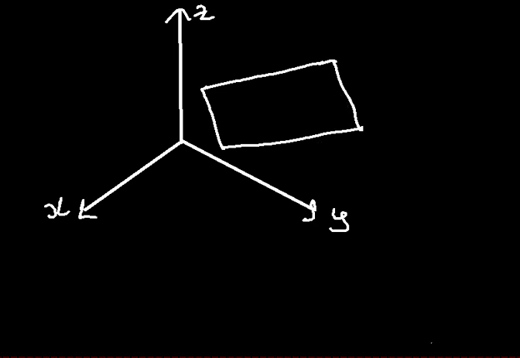And let's say within the plane we have a point. I'll call it a point P naught. And let's say the coordinates corresponding to the point P naught are x naught, y naught, and also z naught.